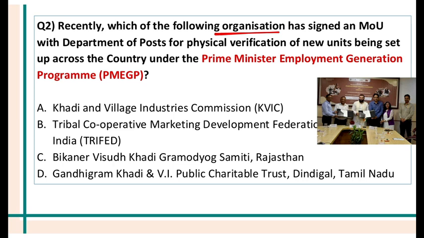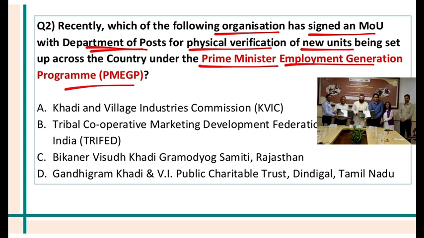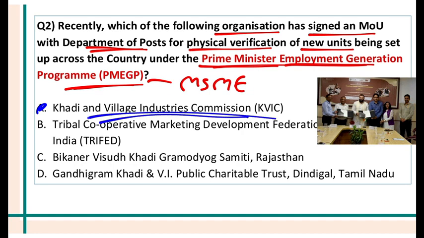Recently, which of the following organizations has signed a MOU with the Department of Post, which works under the Ministry of Communication, for physical verification of new units being set up across the country under the Prime Minister's Employment Generation Program? The Prime Minister's Employment Generation Program is a scheme that was started by the Ministry of MSME, and KVIC is the nodal agency for the same. So the answer is KVIC.